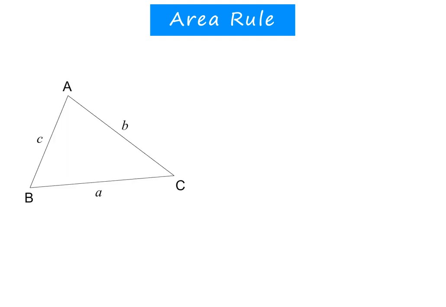But to find the area when you are not given the perpendicular height, you need to use what is called the area rule. This rule can be used to find the area of any triangle. To use the rule, we need to know the size of at least one angle in the triangle, as well as the length of two sides that include this angle.